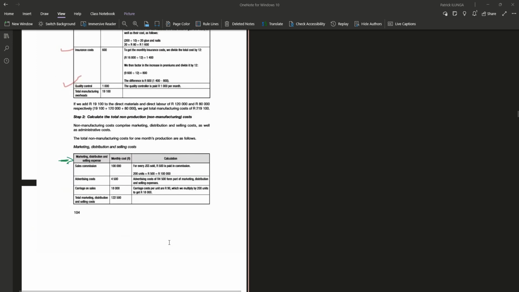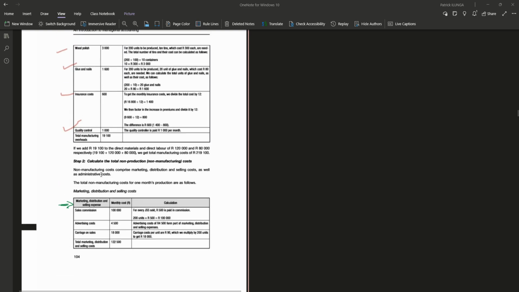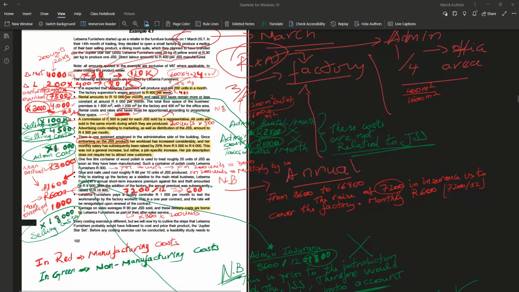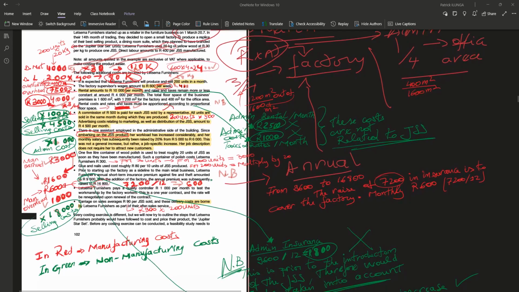We need also to calculate something else, the non-production or non-manufacturing costs, our admin, distribution, and selling costs. Remember those, and we were talking about them. So you need to go back again to the example and see everything, for example, the commission, the advertising cost, everything that is not manufacturing, right?